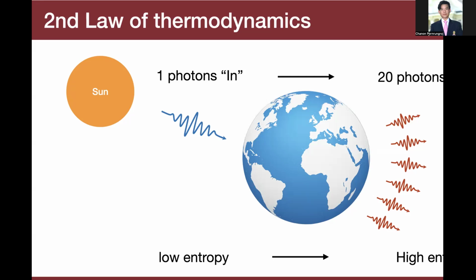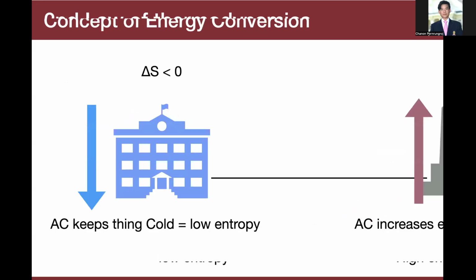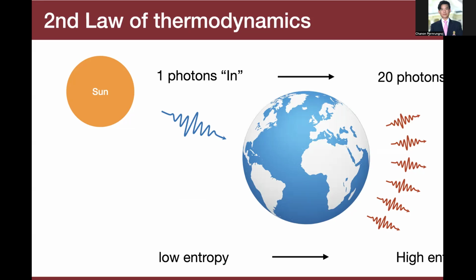Because the second law of thermodynamics says what? We always go into more disordered, right? So if this image is true, meaning that life on Earth is very good at converting high energy photons into lower energy irradiation, right?